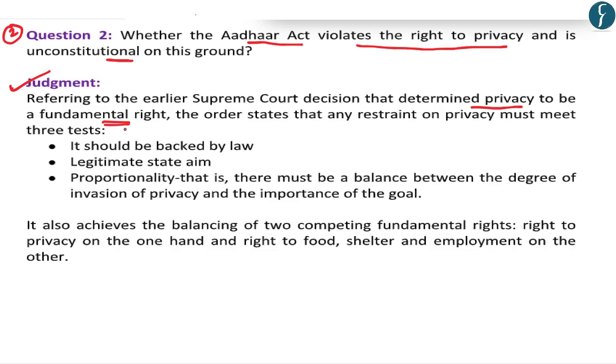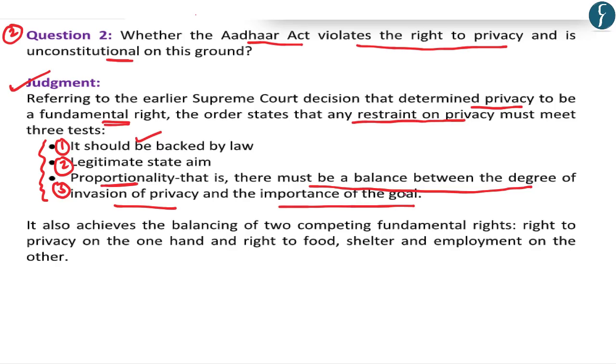Now with respect to the Supreme Court judgment here, earlier when the Supreme Court had declared that right to privacy shall be a fundamental right in India, the Supreme Court had stated that any restraint on the privacy must be able to pass these three tests. The first one being that it should be backed by a law. Second is there should be a legitimate state aim. And third one is it should be based on the test of proportionality. That means there has to be a balance between the degree of invasion of privacy and the importance of the goal. So with respect to this particular petition, the Supreme Court has stated that the Aadhaar project passes all these three tests which it had laid down in the earlier case.